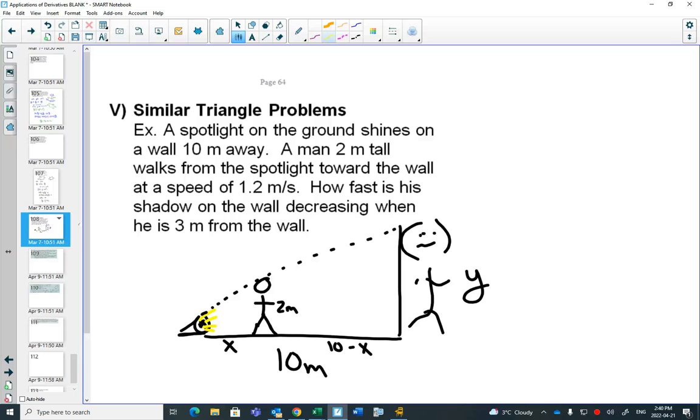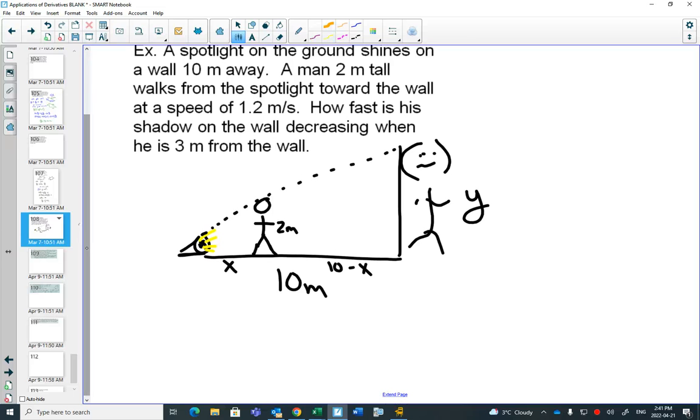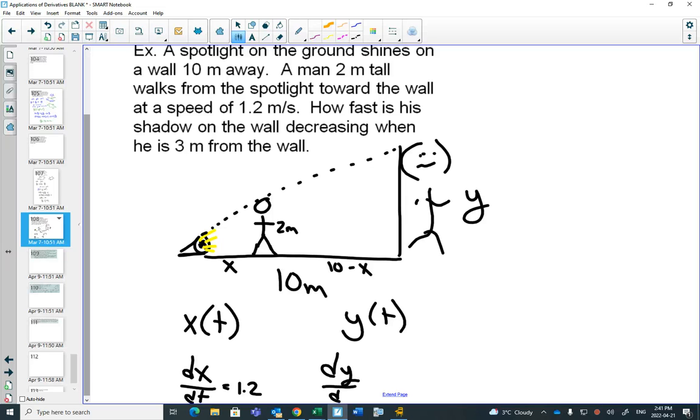I liked making the part that I made x, because if we think about what's happening, we know that x is a function of time and y is a function of time. We know that he's walking 1.2 meters per second towards the wall. Does that make sense that my dx/dt would be 1.2, and it would be positive because x is getting bigger? We need to solve for dy/dt, and the answer we get should be negative because it's going down.